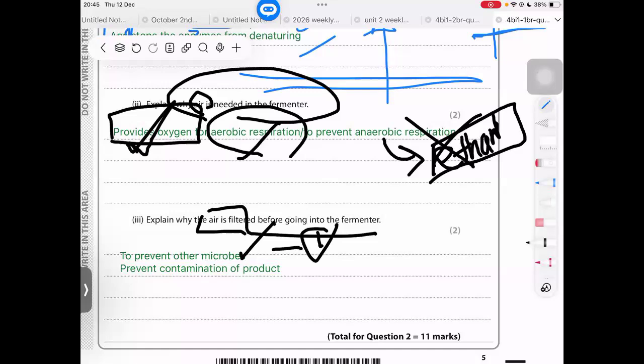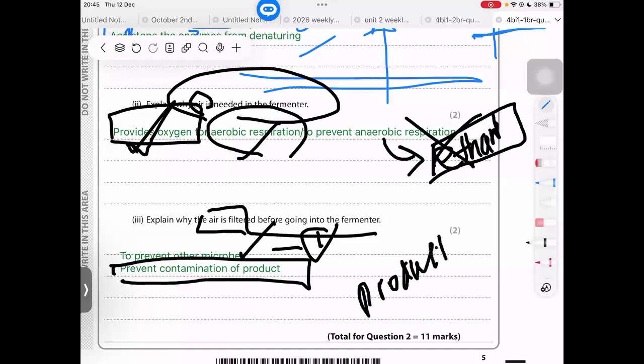And also, you must mention, to get the other mark, why do you prevent the entering of microbes? To make sure that the product will not get contaminated, right? So you can write down, in order to ensure that the product will not get contaminated. For the word contamination, you get the other mark, right?